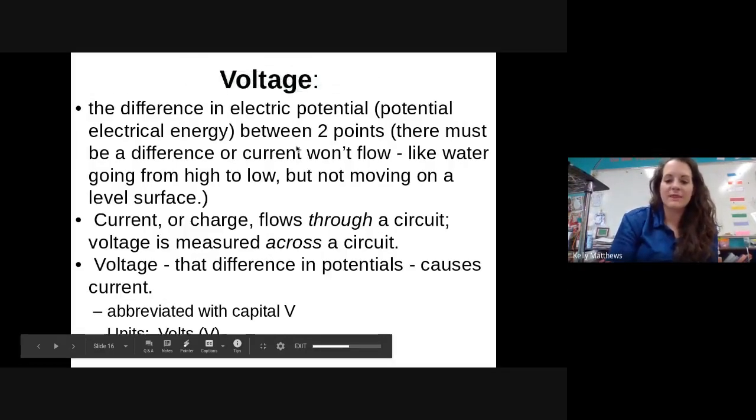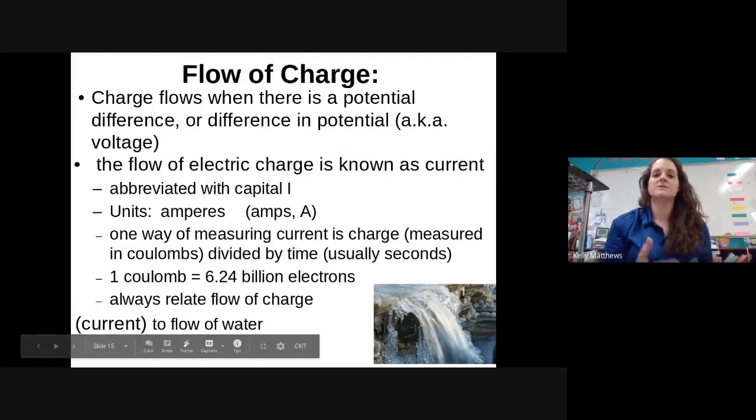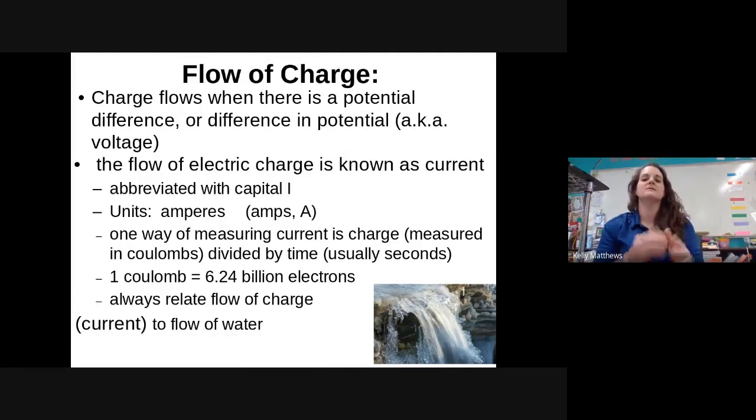Charge flows when there is a potential difference, or a difference in potential. And I know that sounds like the same thing backward, but this is the definition of charge goes hand in hand with voltage. And so voltage is just the potential for current to flow. So think of it like water. Always relate the flow of current to the flow of water.